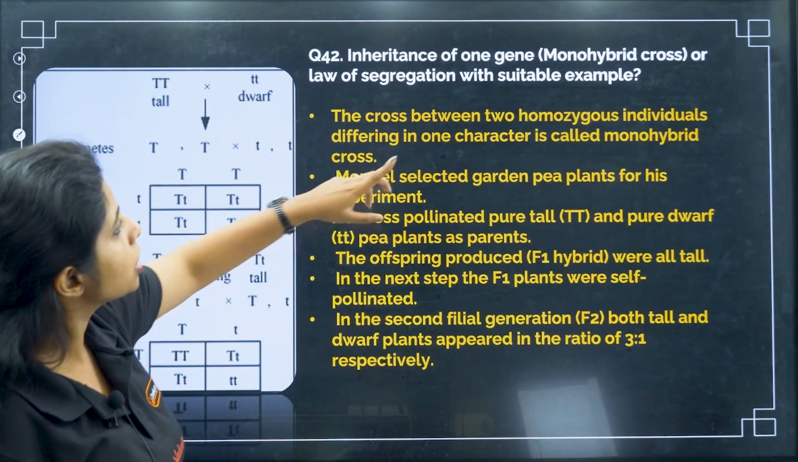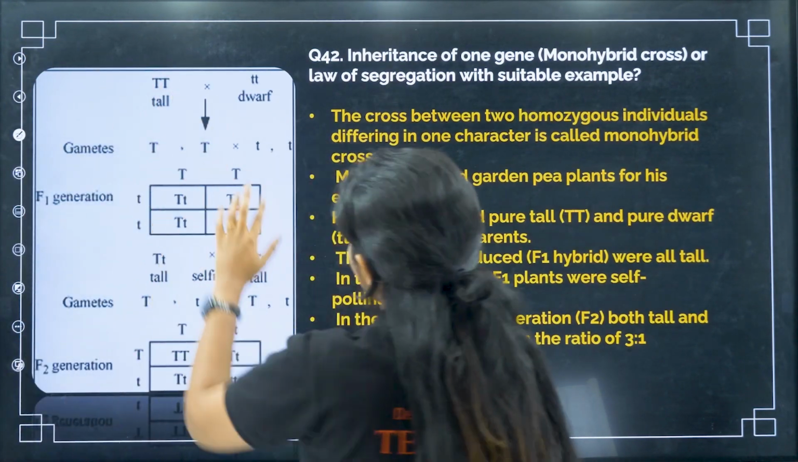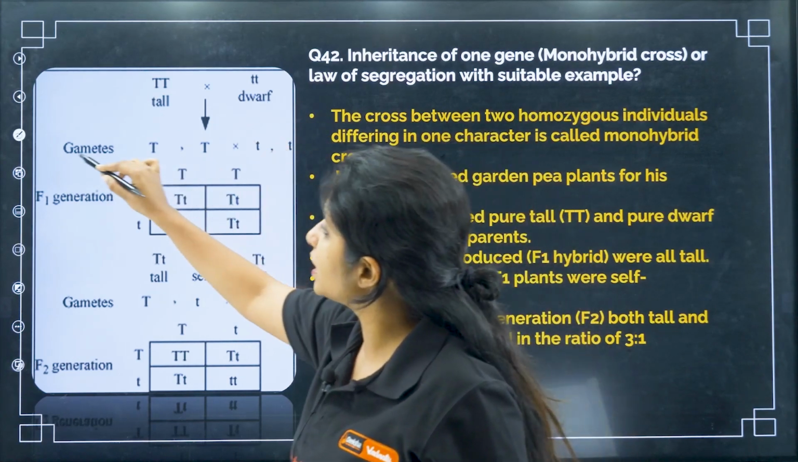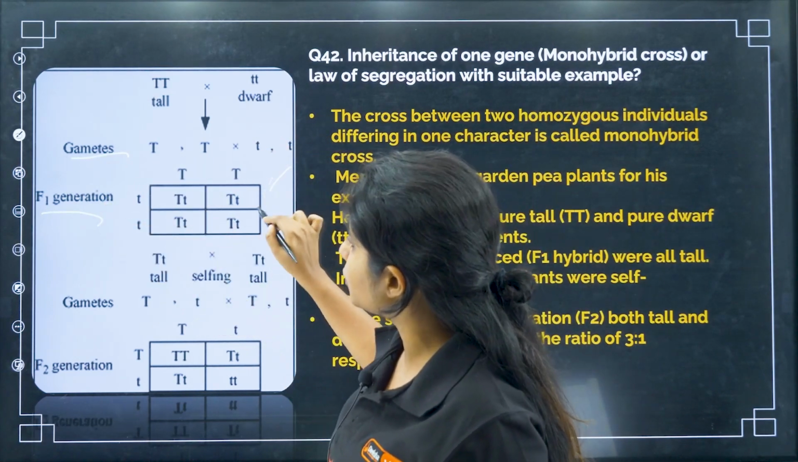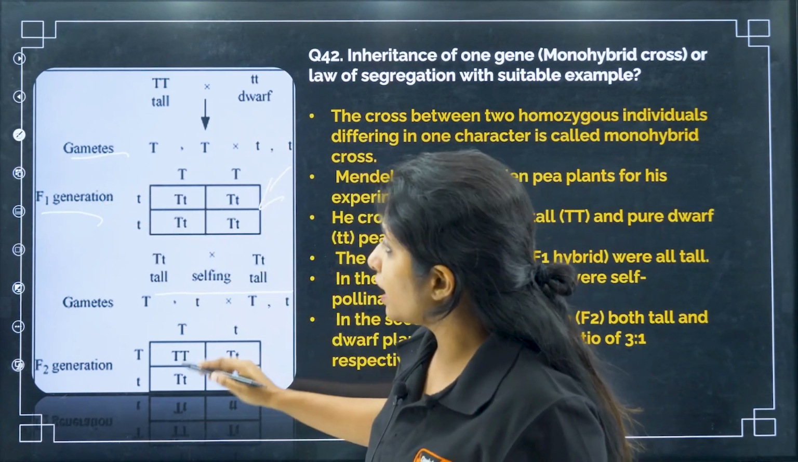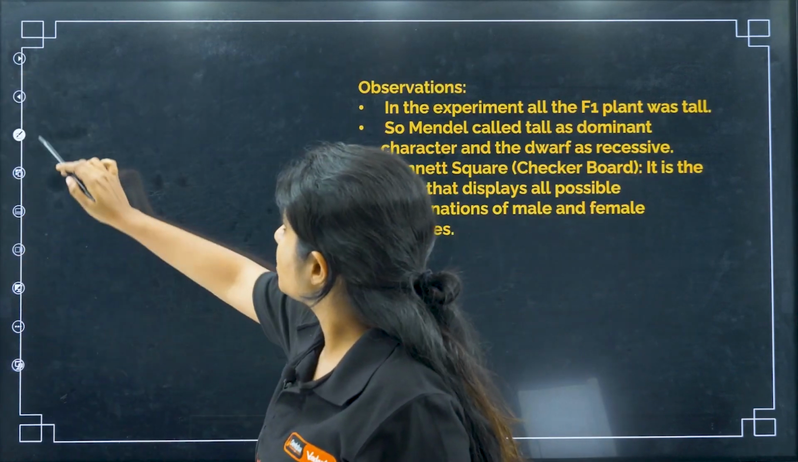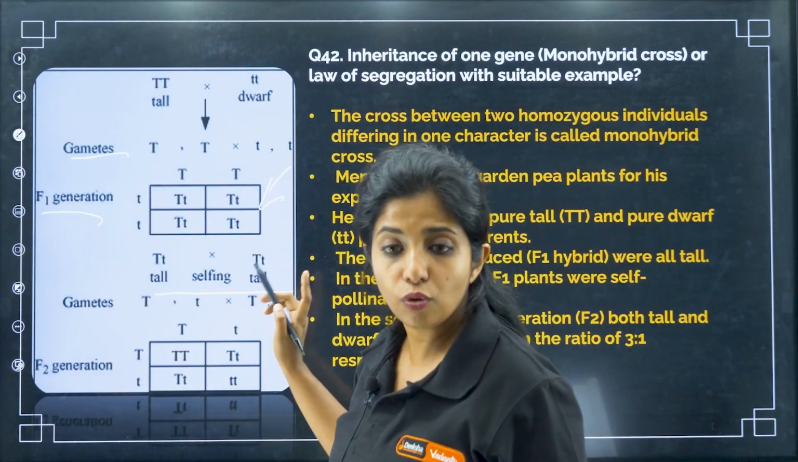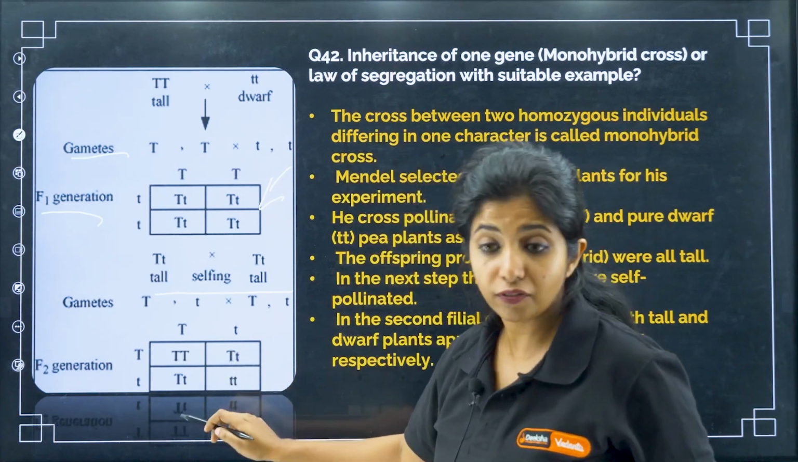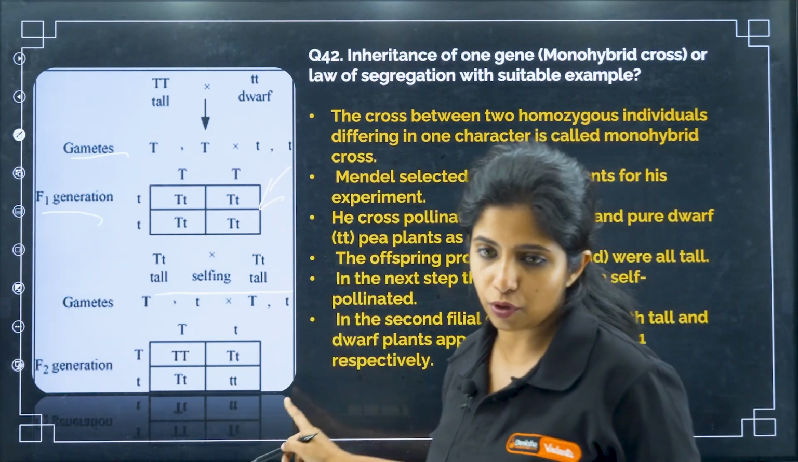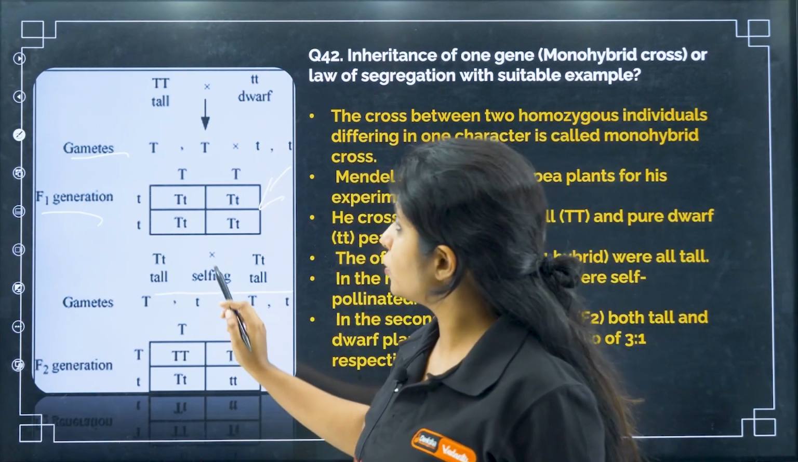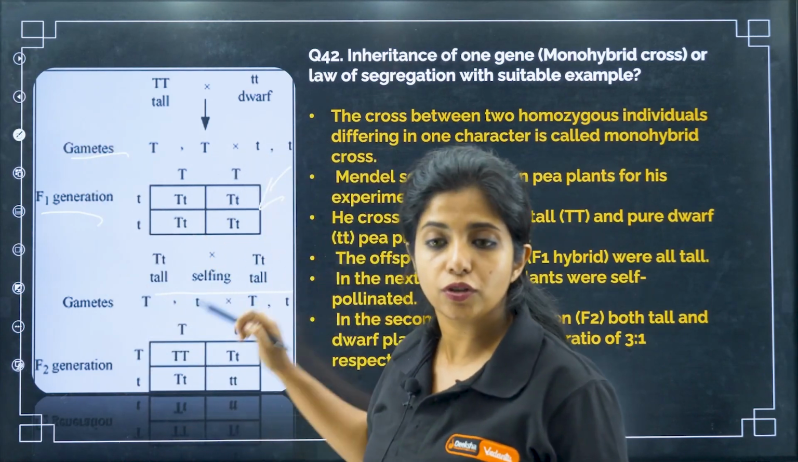Now inheritance of one gene, show everything. Take capital T capital T pure breed, put the gametes over there, put the F1 generation over there, make the Punnett square and write it like this. In the F1 generation all of them are going to show the dominant phenotype only. In the F2 generation, 3 of them are going to be tall and 1 of them is going to be dwarf. Please remember 3:1 is the phenotypic ratio. The genotypic ratio is 1:2:1.